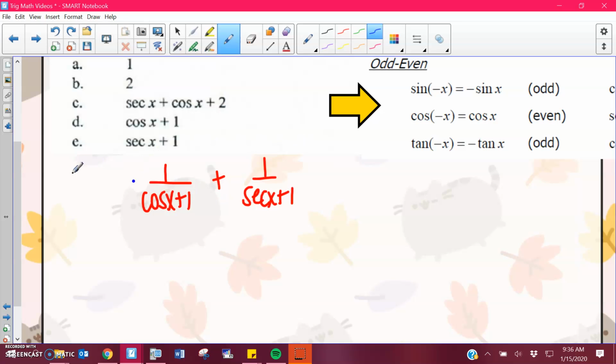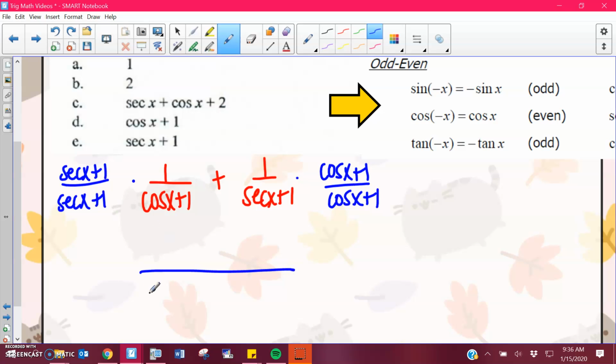So my common denominator is just going to be these two things multiplied together. So this first term is missing a secant x plus 1, and the second term is missing a cosine x plus 1. Okay, so that makes my denominator that whole thing. And I'm going to go ahead and FOIL it out real quick, just because I want to make this as fast as I can. So secant x times cosine x, and then I have a secant times a 1, and then a 1 times a cosine, and then a 1 times a 1. Okay, so that's my denominator.